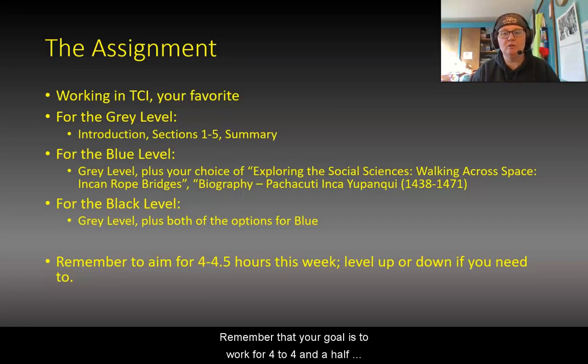So remember that your goal is to work 4 to 4.5 hours this week. Level up or down as needed. That's ultimately going to be your choice. Okay. But remember that I expect most of you most of the time to be working at that middle level.